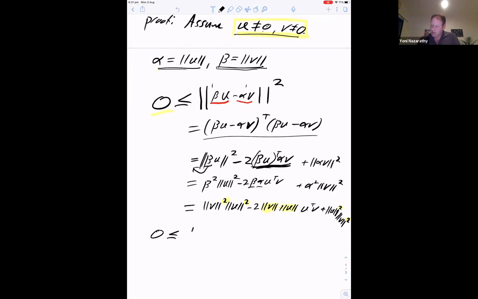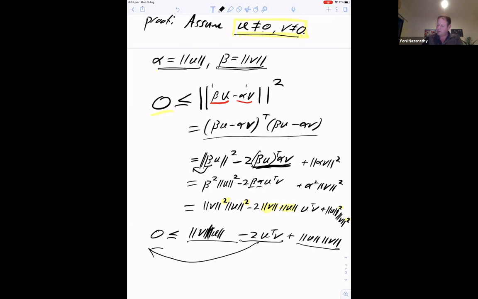Okay, so then you've got the norm of v, the norm of u, like that, minus 2 u transpose v, plus the norm of v, you divide it. Now look, this term is like this term. Let's pop this guy to the other side, and then we have twice of this, and divide by two. So what we get is u transpose v is less than or equal to the norm of u times the norm of v.